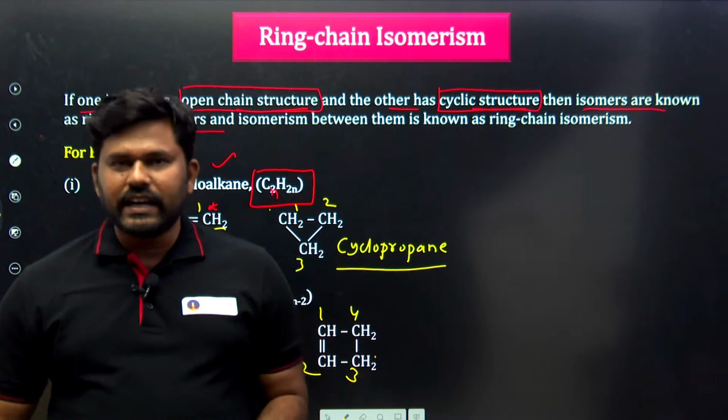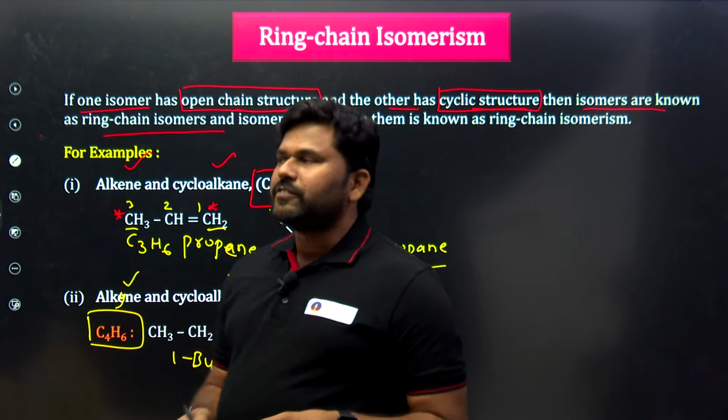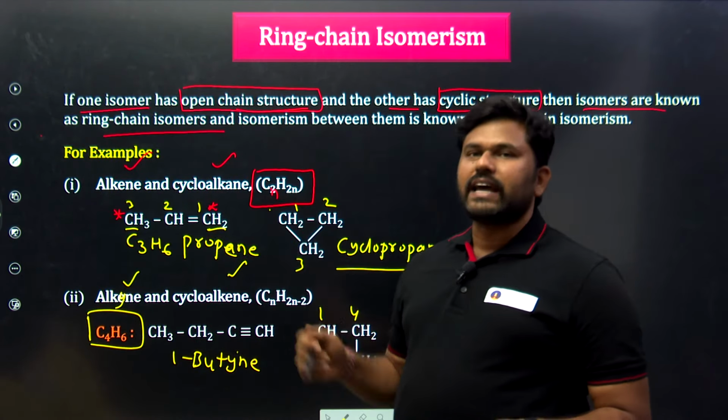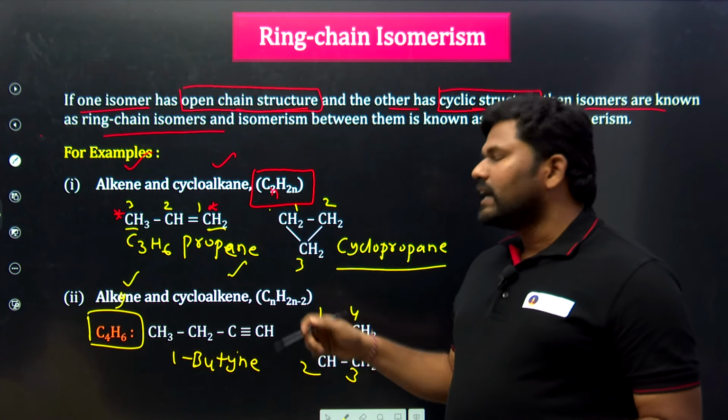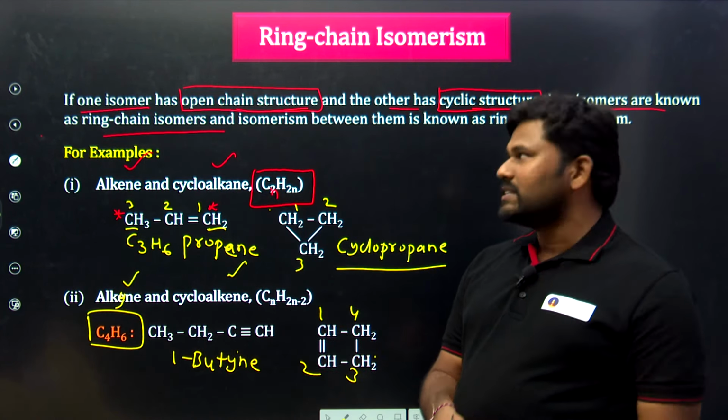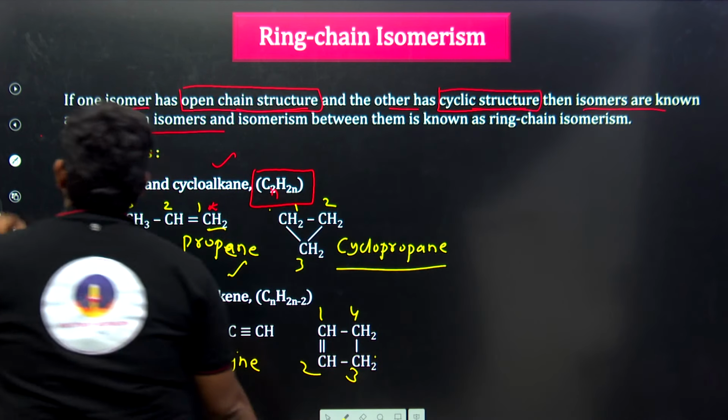Sir, what are the ring chain examples? The first example is alkenes and cycloalkanes. The second example is alkynes and cycloalkenes. These are the two examples, now the two examples are over. Next one.